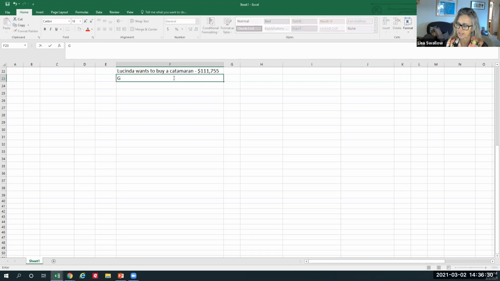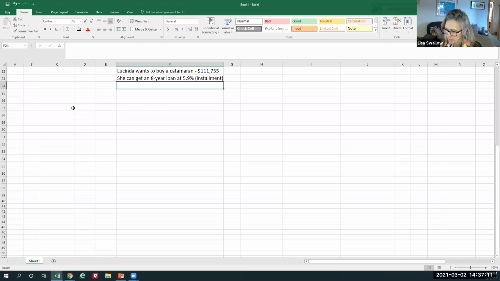So here's the rest of the facts. She can get an 8-year loan on it at 5.9%. It's an installment loan. You know how to do that. We've got to figure out the payment, obviously, at some point in time. So if you need to get Excel loaded, you're probably going to need to do that. Or she can use, sorry, I don't know what that original piece of paper was.